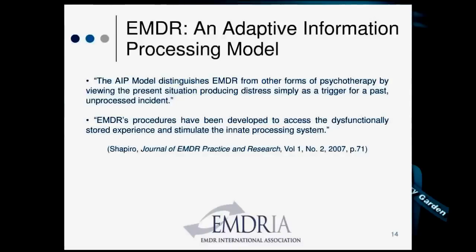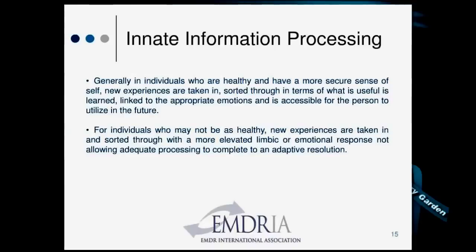The adaptive information processing model distinguishes EMDR from other therapy by looking at the present situation producing distress simply as a trigger for a past unprocessed incident. So lots of times what this means in my office is when a client comes in and says, I don't understand why this is upsetting me so much. I know I can handle this, but for some reason I'm falling to pieces every time I sit across from this person at the table, I'm probably going to encourage them to look at, well, who does this person remind you of? I'm wondering what it is about them that feels familiar, that is possibly connected to someone who has hurt you before. I can say that to somebody with DID. I can say that to somebody without DID. So that is not a DID-specific thought or process, but it's a way of beginning to think about how and why we get so activated sometimes in the present.